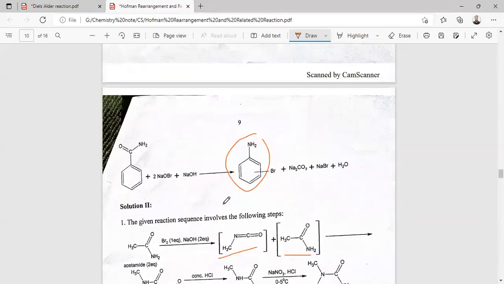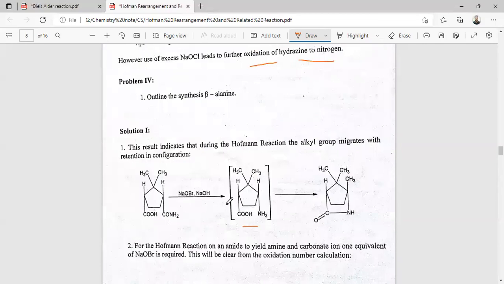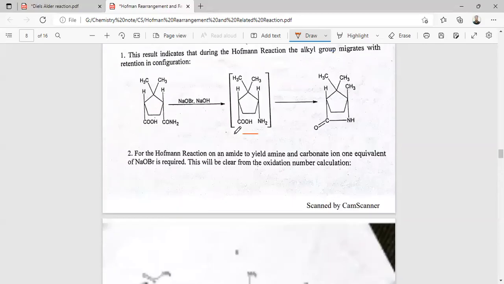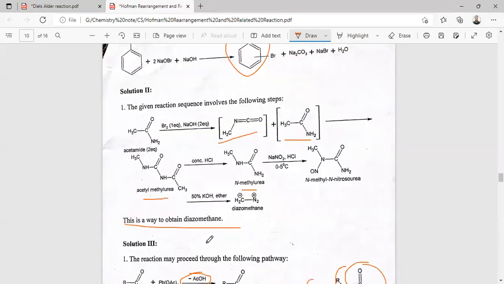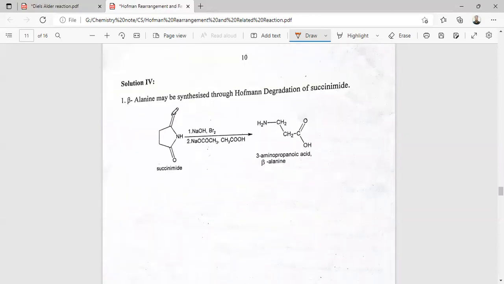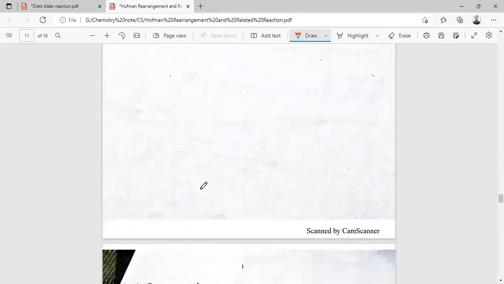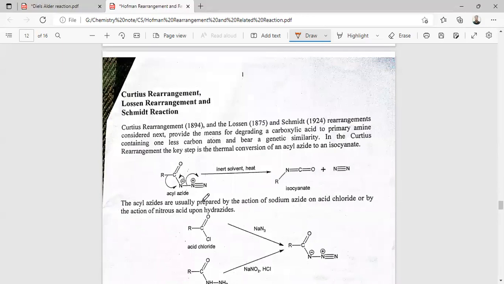The next question is the synthesis of beta alanine. Beta alanine may be synthesized by the Hofmann degradation of succinamide. So here succinamide, in the presence of one equivalent of Br2 and acetic acid, forms this beta alanine, which is a Hofmann degradation product. So next, we will discuss the Curtius rearrangement, the Lossen rearrangement and the Schmidt reaction.